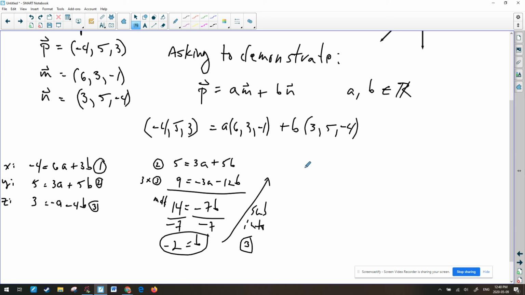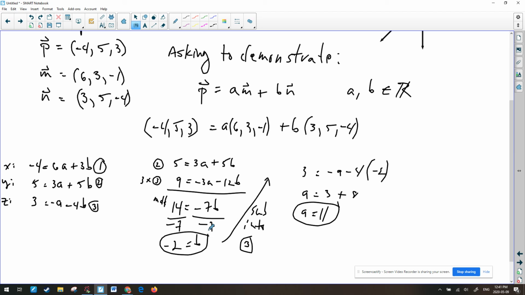Okay, so it's going to be 3 is equal to negative a minus 4 times negative 2, and then we're going to solve. So I'm going to move the a over so it becomes positive. A is equal to, and move the 3 over so it becomes negative 3 plus, I guess that would be plus 8, I think. And so we have that a is equal to 11.